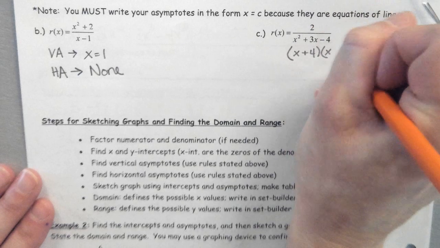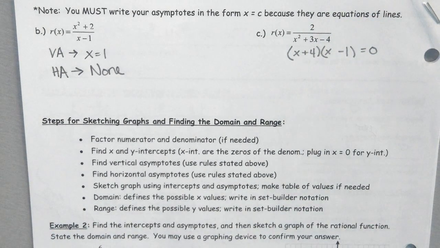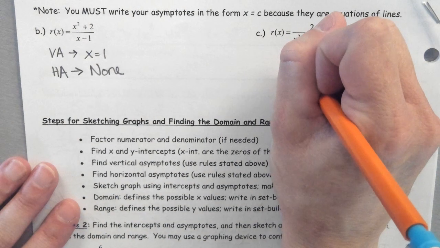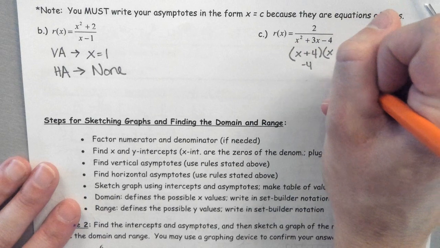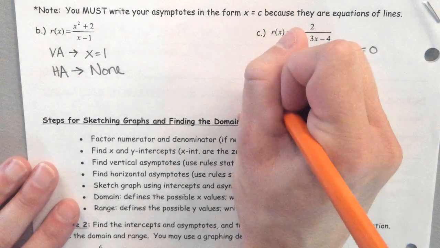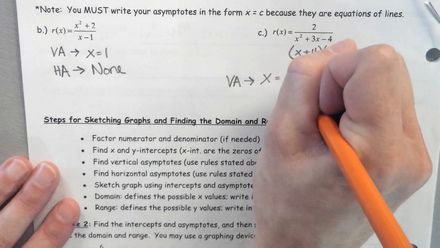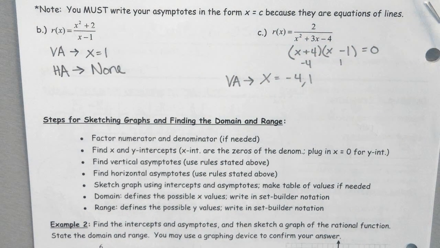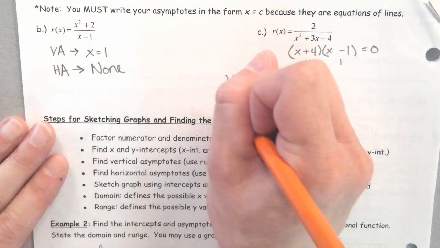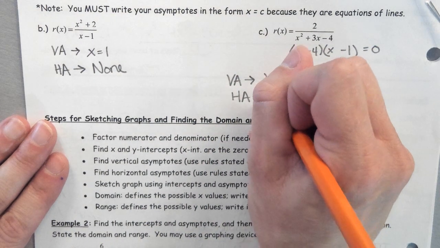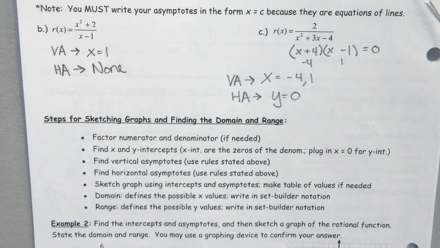Plus 4, minus 1. 4 minus 1 is 3. 4 times -1 is -4. What would make this parenthesis 0? -4. This one? 1. So my vertical asymptotes are at x equals -4 and 1. Horizontal asymptote: the degree of my denominator is bigger. What do you have to say about that? Y equals 0. Okay, so we kind of ended up with one of each type.